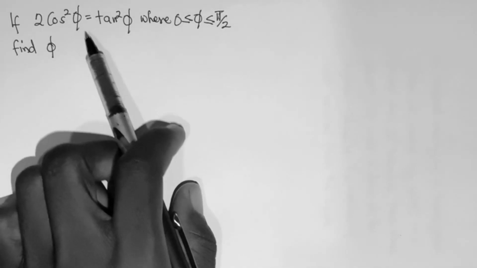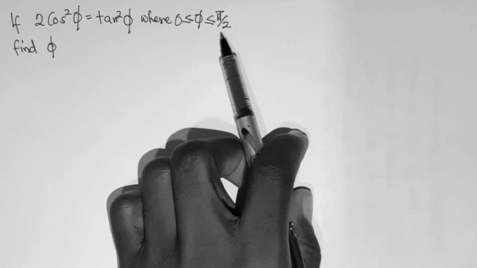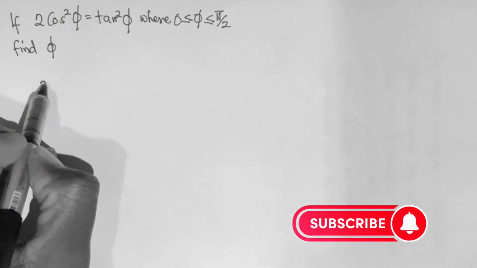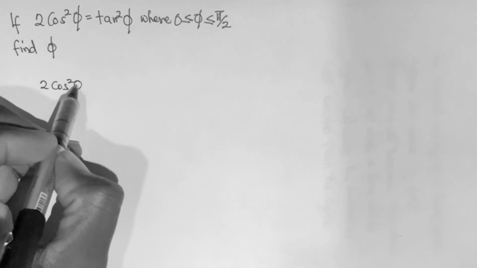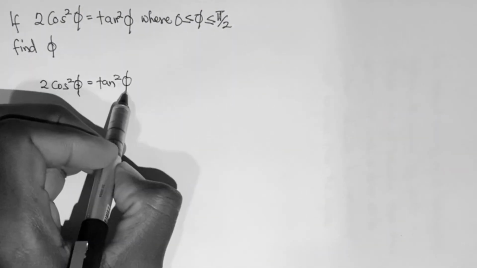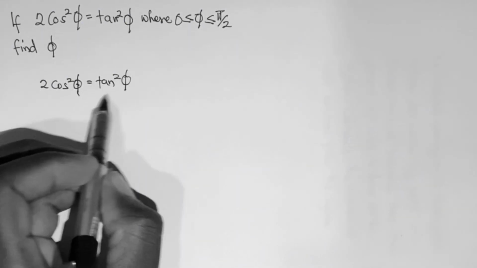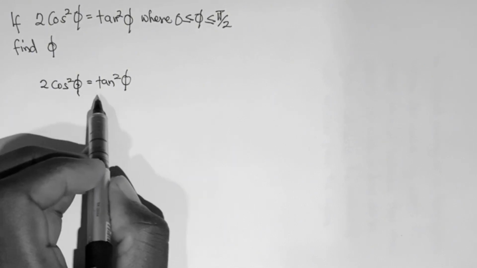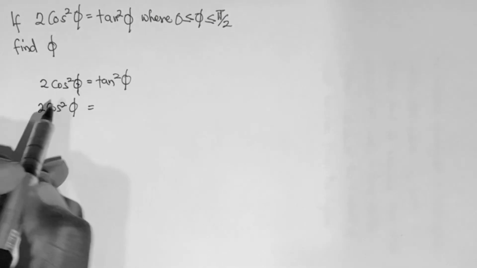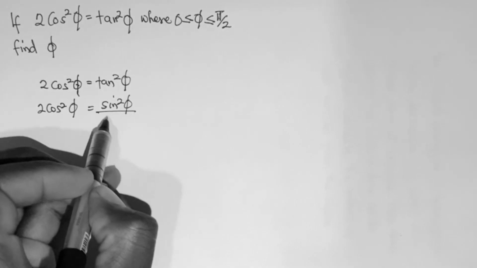If 2 cos squared phi is equal to tan squared phi, where phi is between 0 and pi over 2, find phi. So now the question is 2 cos squared phi is equal to tan squared phi. We can express tan squared phi in terms of sine and cos, because we know that tan phi is equal to sine phi over cos phi.